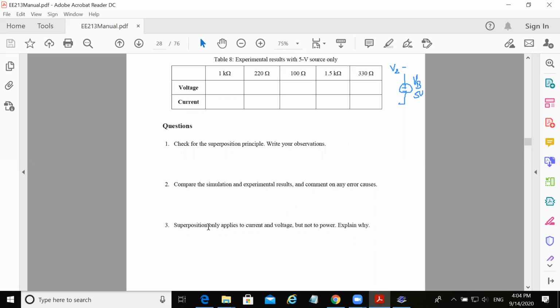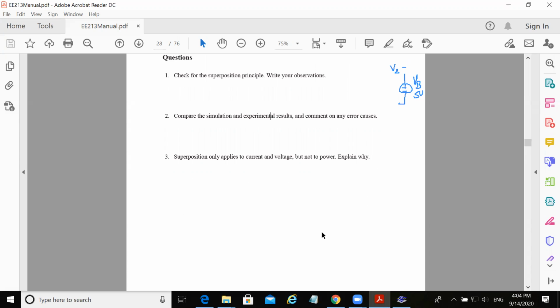Question number 3 is what? Superposition only applies to current and voltage, but not to power. This is a very important question, and I want all of you to think about it. And you can actually refer to your textbook to answer this question, okay? But what we are desiring here with this question is a good understanding of the superposition principle, okay? If you feel that you do not have a very good understanding of the superposition principle, then please go and review the material from your book, please. And if you still do not understand, please let me know so that we can discuss it.